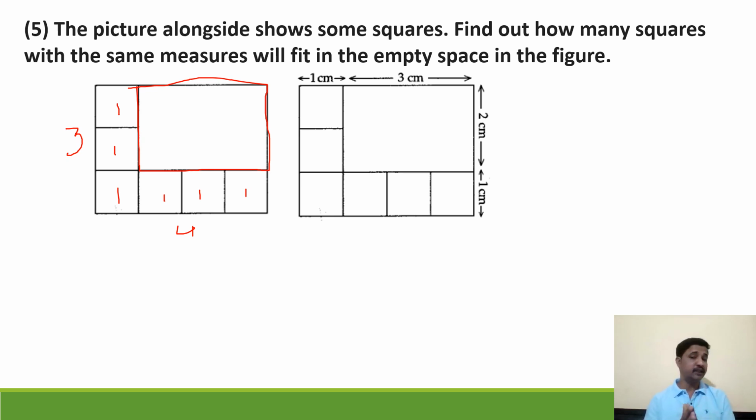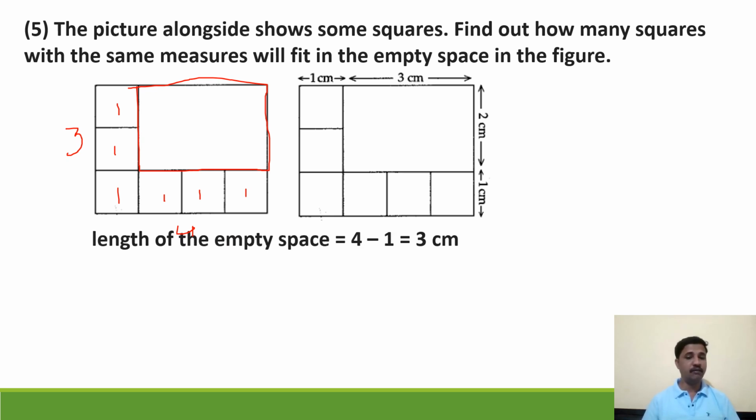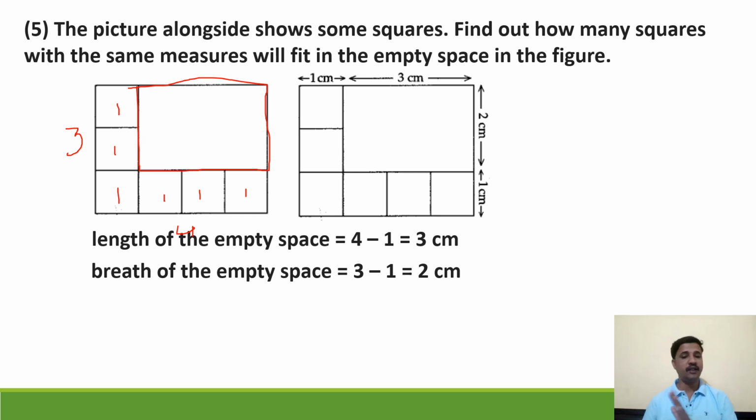So the empty space is 3 and 2. Length is 3 centimeter, breadth is 2 centimeter. So we calculate: length of the empty space is 4 minus 1 is 3 centimeter, and breadth of the empty space is 3 minus 1 equals 2 centimeter.